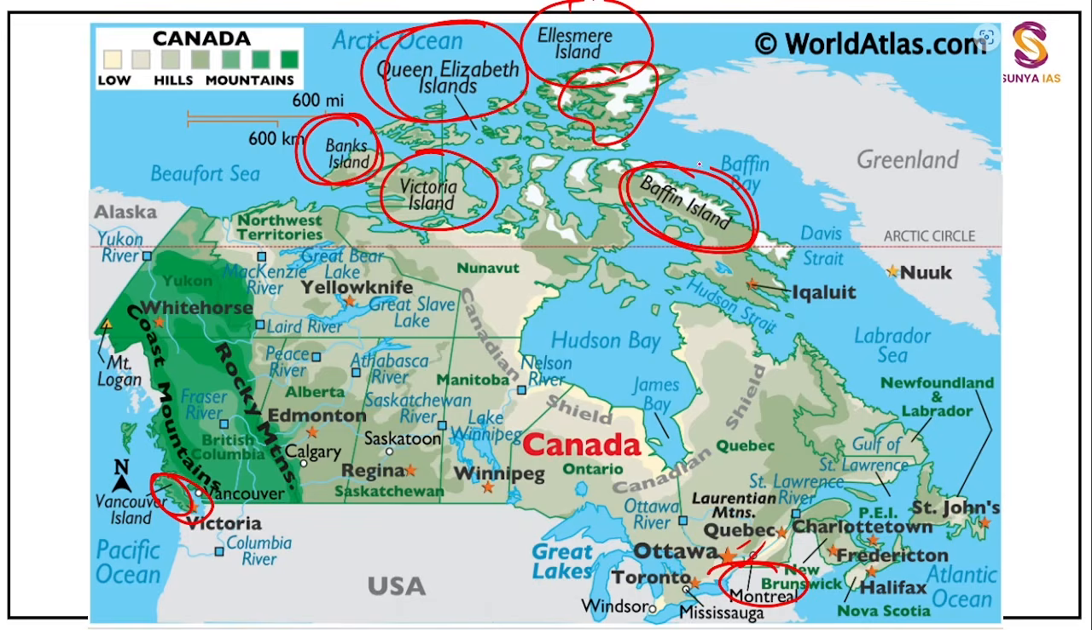Baffin Island you will be finding over here. A broad one, Baffin Island, you will be finding, right? These are all part of this Canada only. Okay, Baffin Island. Then why not Greenland we are seeing? Because this is a European country, under Denmark. Okay. So Banks, Victoria, Queen Elizabeth Islands, Ellesmere, Baffin Island you will be focusing upon.